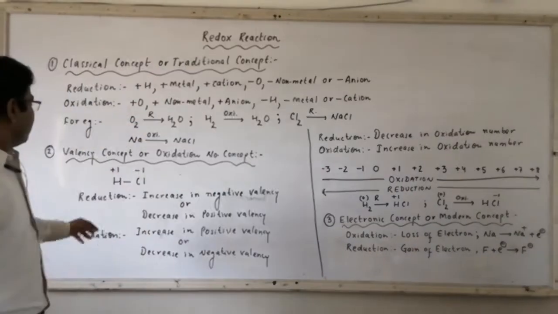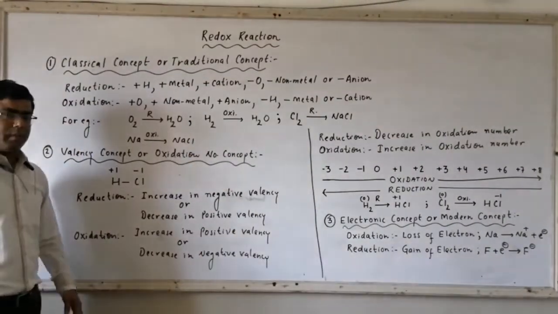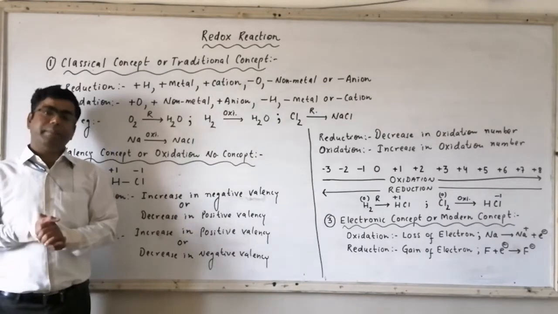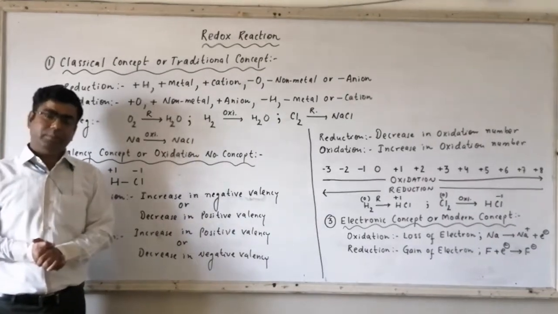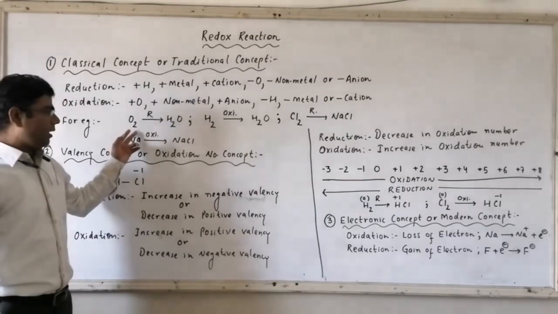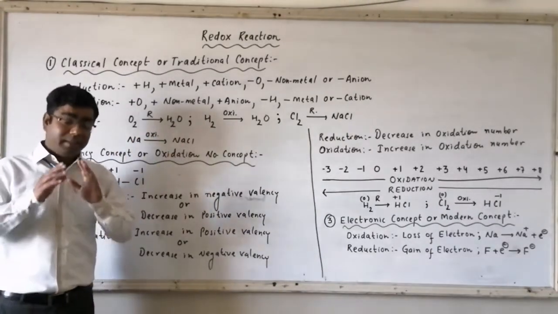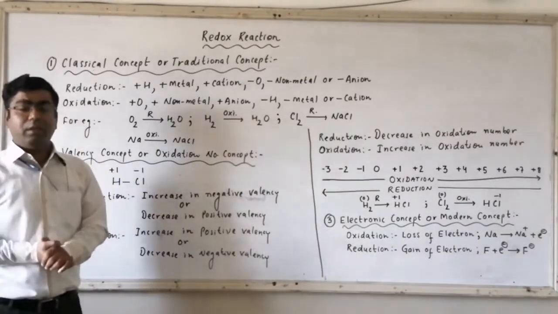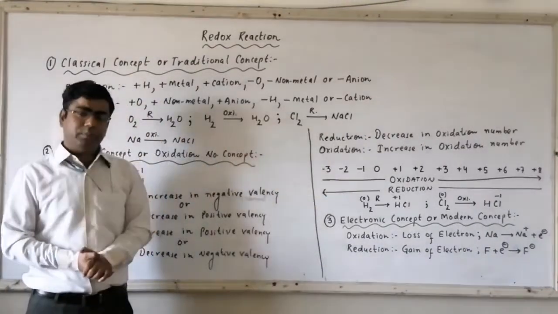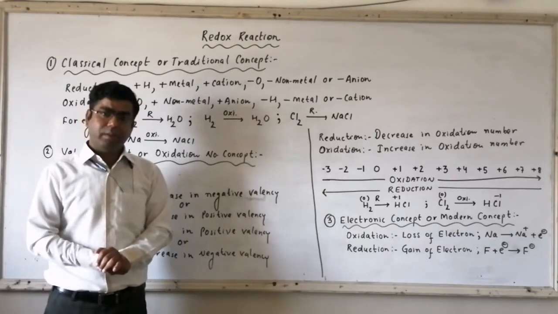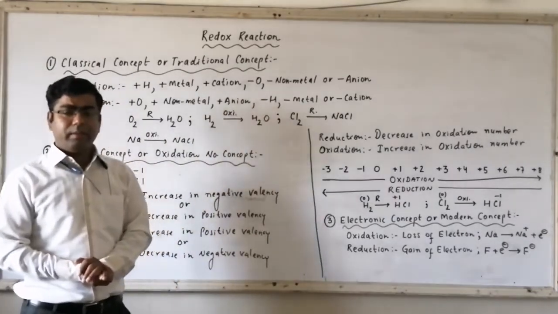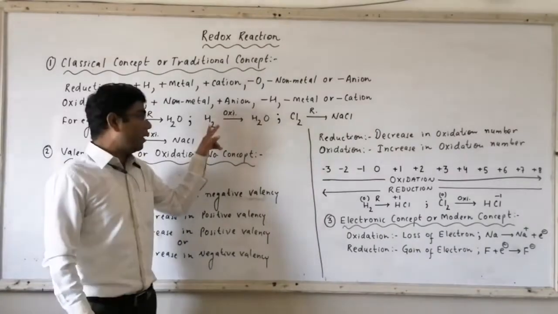Let us see examples. Example first, where O2 gets converted to H2O. Definitely, we are adding hydrogen. An addition of hydrogen is called reduction. So when oxygen is converted to water or H2O, this is called reduction of oxygen. H2 gets converted to H2O. It means we are adding oxygen. Addition of oxygen is called oxidation. So when H2 gets converted to H2O or water, this is called oxidation of hydrogen.